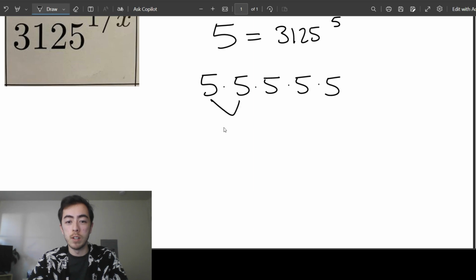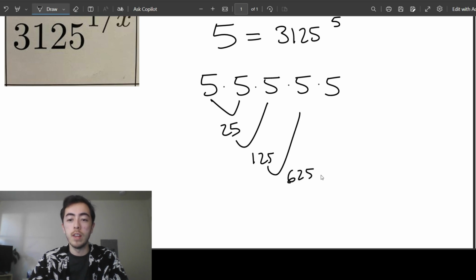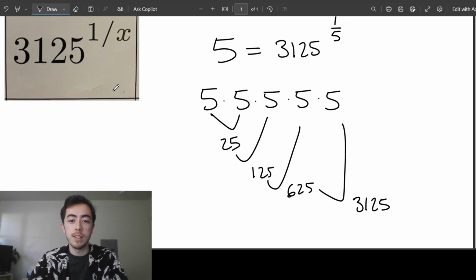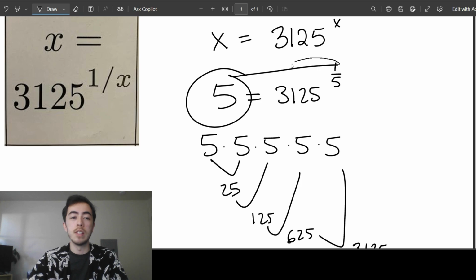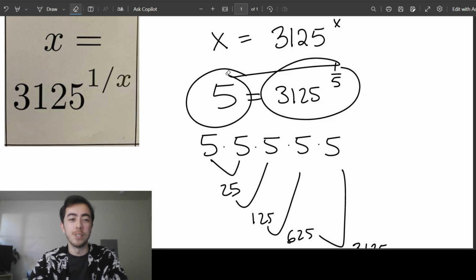So 2 5s together makes 25. 3 of them is 125. 4 of them is 625. And then 5 5s all multiplied together does give 3,125. So yes, indeed, 5 is the 5th root of 3,125.